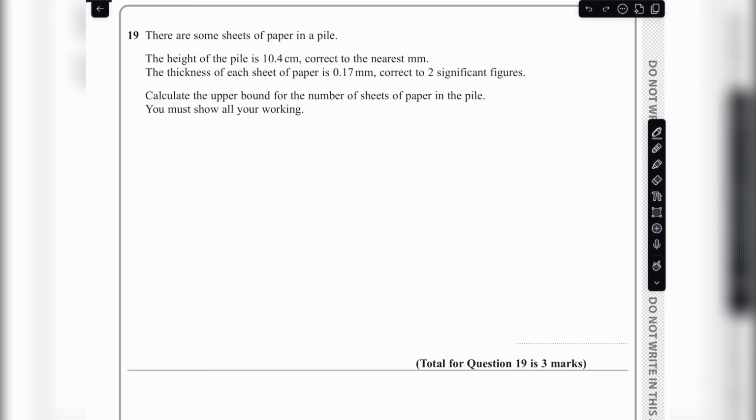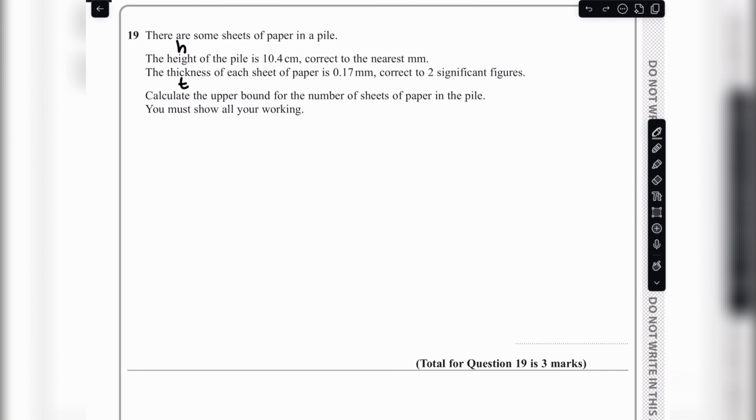In question 19, there are some sheets of paper in a pile. The height of the pile is 10.4 centimeters correct to the nearest millimeter. The thickness of each sheet of paper is 0.17 millimeters correct to 2 significant figures. Calculate the upper bound for the number of sheets of paper in the pile. The first thing I'm going to do is represent the height as h and the thickness as t.